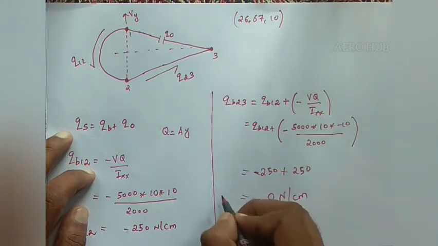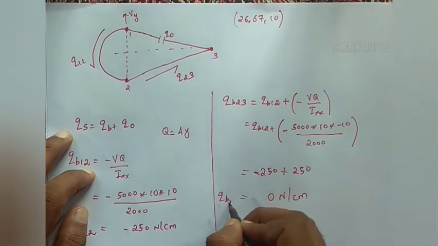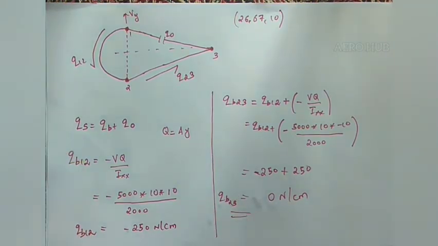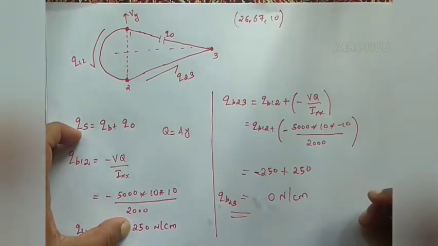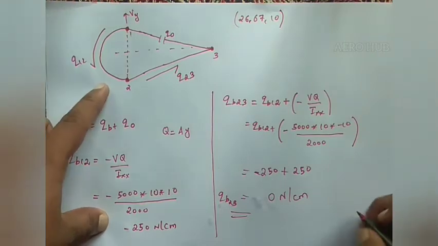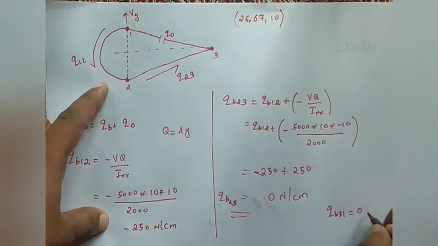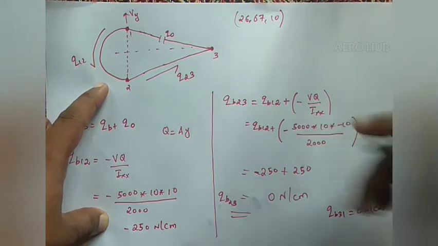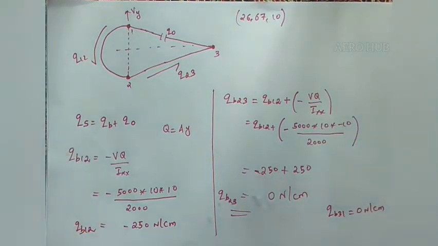So you got the value of shear flow qb23. qb23 is equal to 0 Newton per centimeter, and qb12 is minus 250 Newton per centimeter, and qb31 will also be 0 Newton per centimeter, since we are making a cut on the portion 1-3.